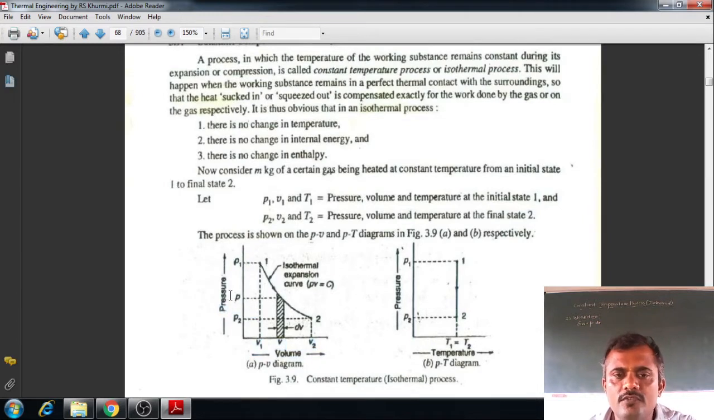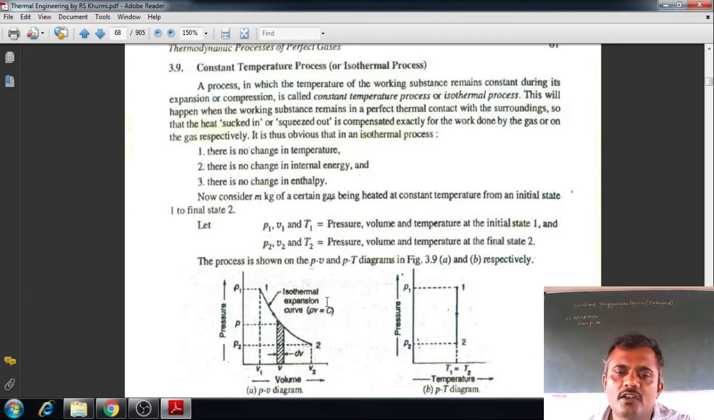When we plot a graph of pressure versus volume, this is the graph which we obtain, that is called the isothermal expansion curve. Here if I take P1, V1, T1 as pressure, volume, temperature at the initial state 1, and P2, V2, T2 as pressure, volume, temperature at the final state, then we can take this as an isothermal process. So in this process what happens?